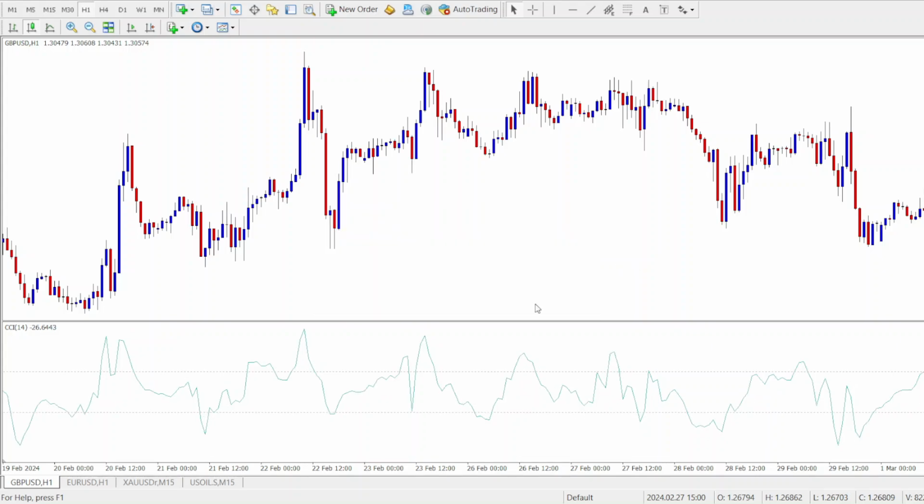Let's look again. You will see the 14. You see the difference, right? So the 14, or between 14 to 20, is actually a good period if you are scalping, right?